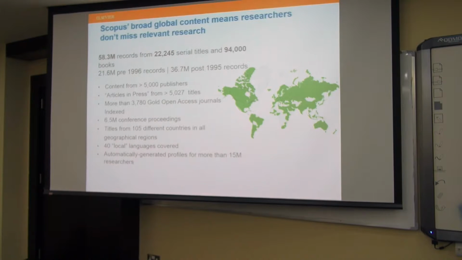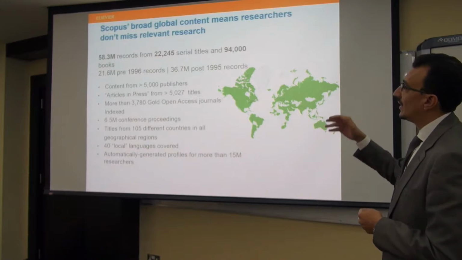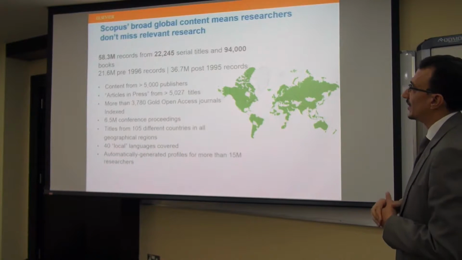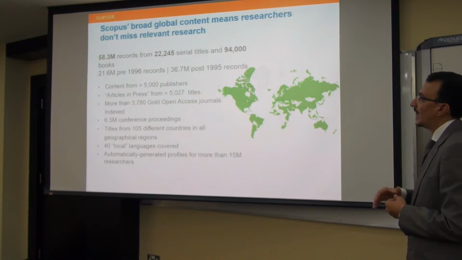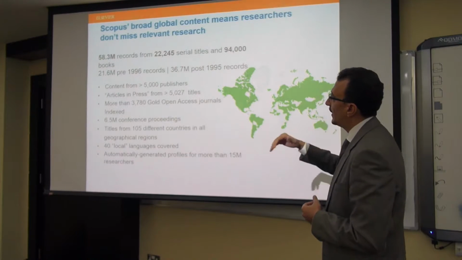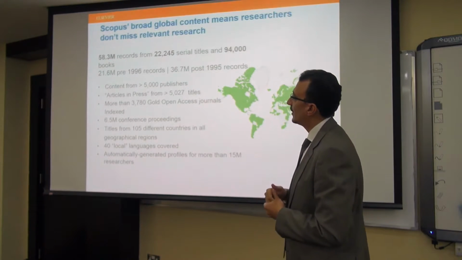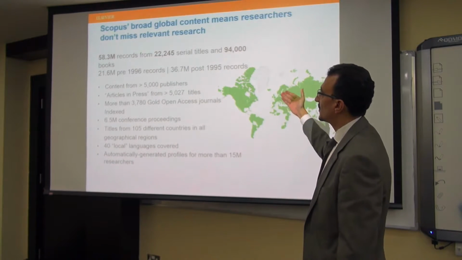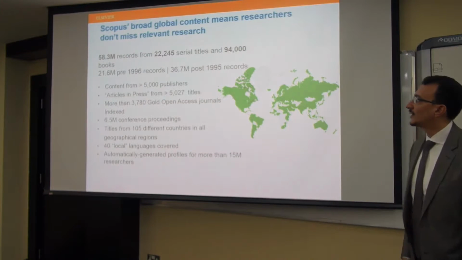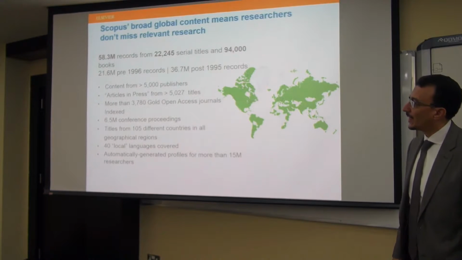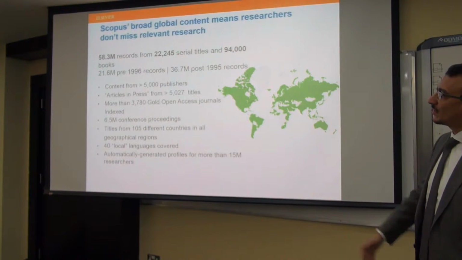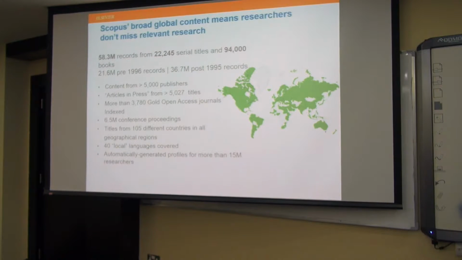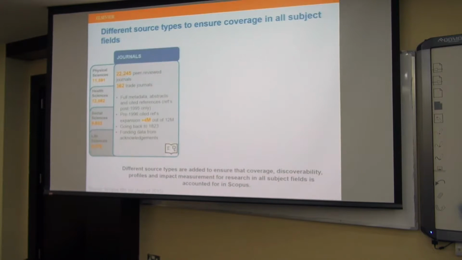As I mentioned, Scopus now has, and this number needs to be updated, more than 59 million records from 22 thousand plus serial titles or journal titles and 94,000 books. There are 21 million records before 1996 and 36 million records after 1995. The content is from 5,000 publishers, so it's not only Elsevier. We'll see this in the next slide.